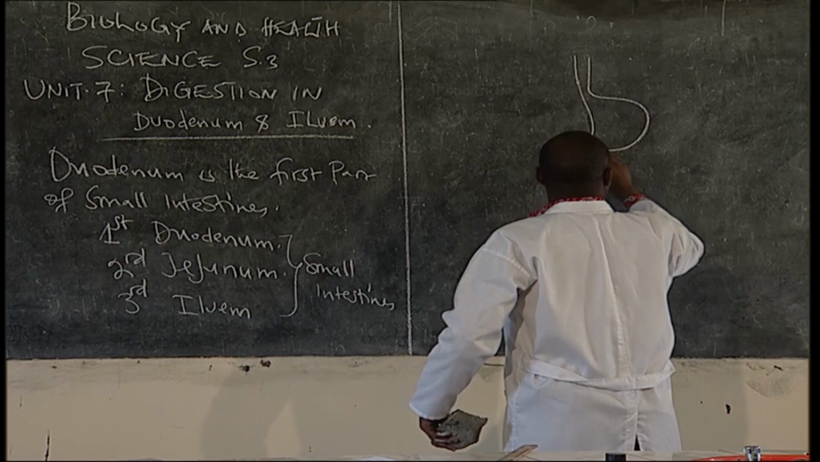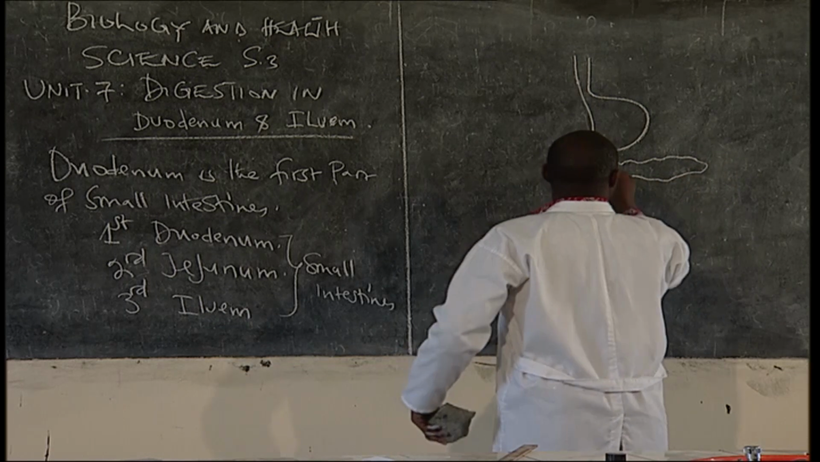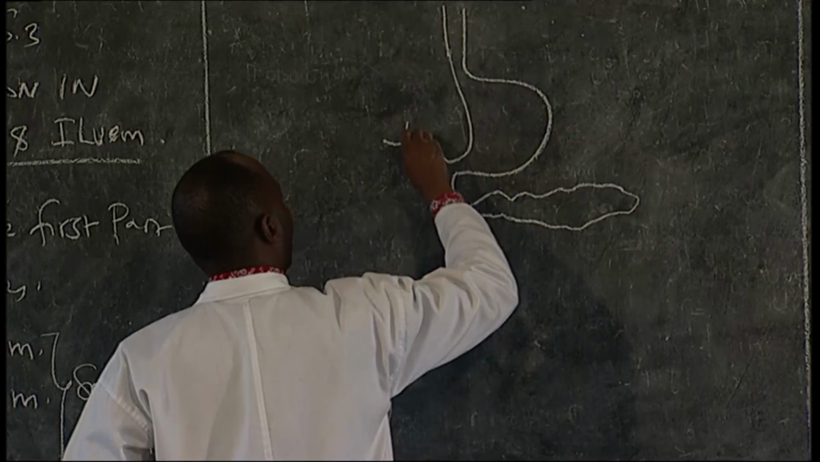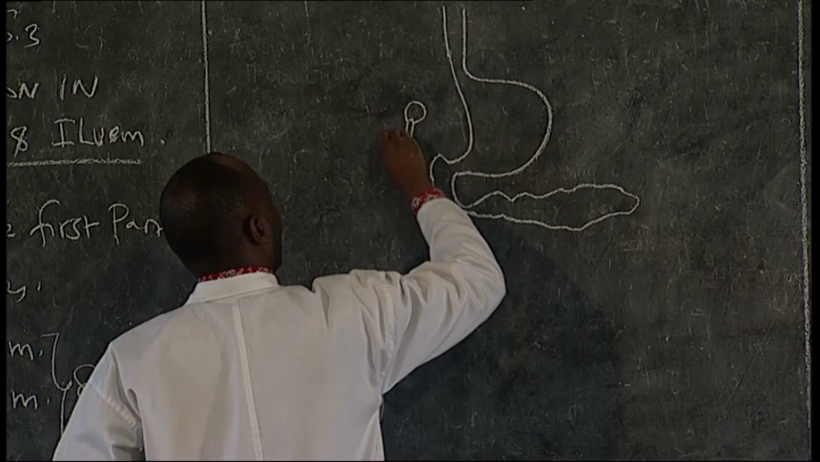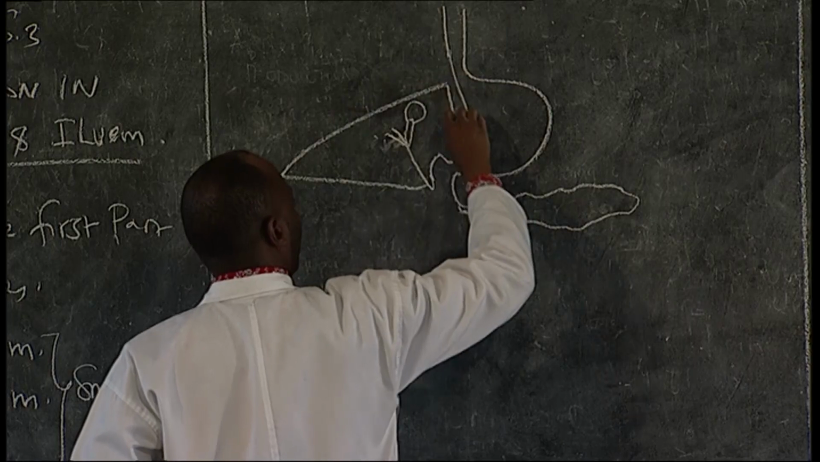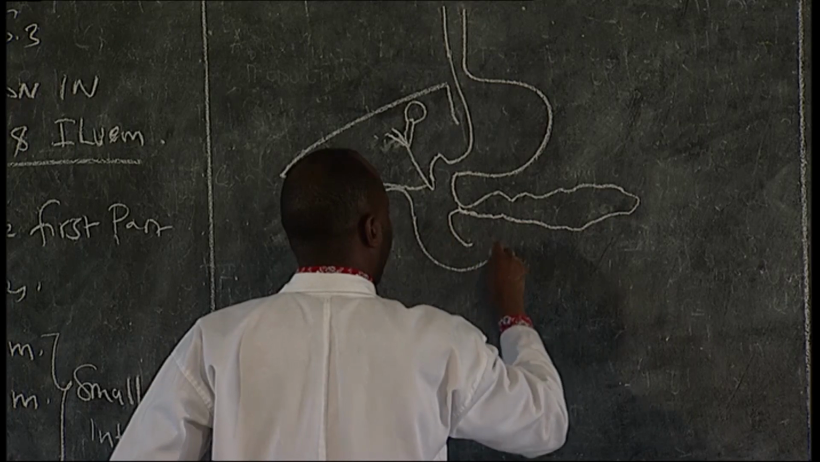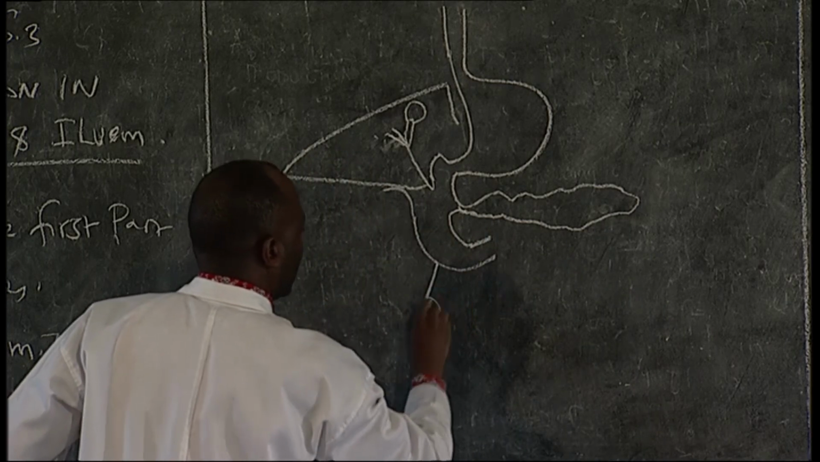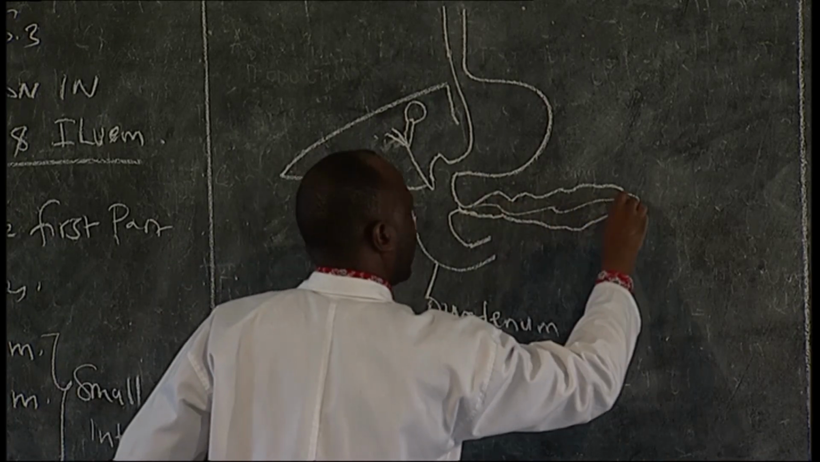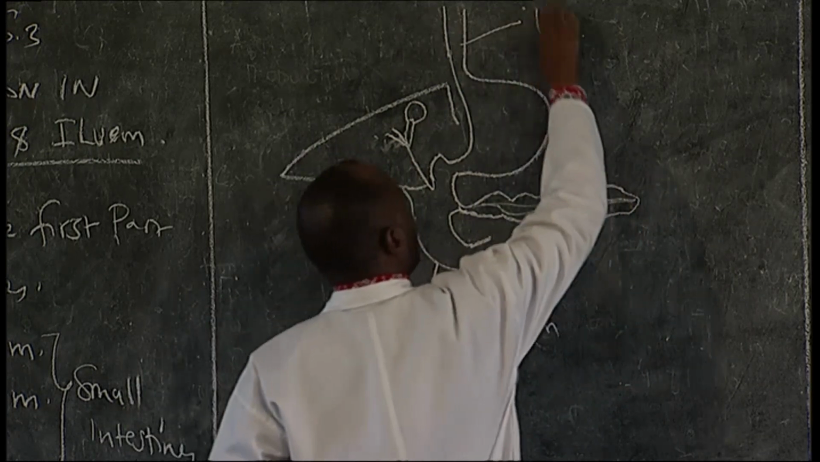and from there we have the first part, which is the duodenum, and we have the liver, and this is the pancreas. From the pancreas, we have another part. So from there, we have the first part of the small intestine, which is the duodenum. I can say this is the duodenum, all right. And this is the pancreas. This one is the esophagus.